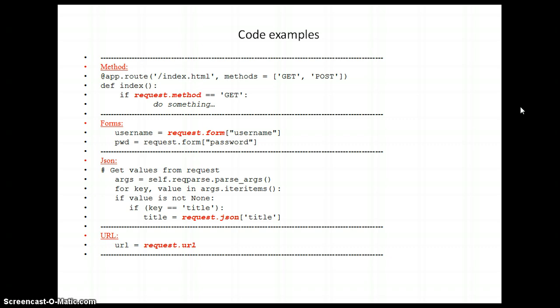So if you want to check what the method is, if you want to check whether it is a form, if you want to check if the content type is JSON, or if you want to get the contents of that, if you want to find out what the URL that was typed is, you have to access the request object, and you can see the different examples here. Like request.method is GET, username is request.form, accessing the username key. So it's basically a dictionary and gives you all the information.